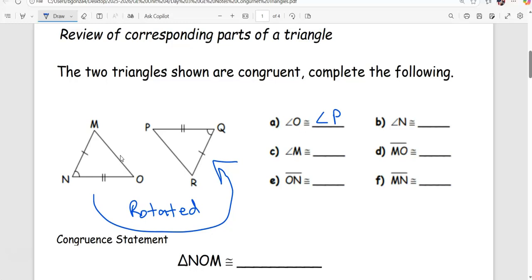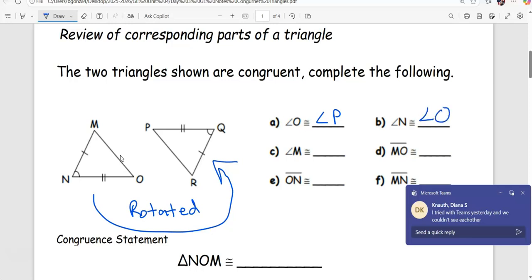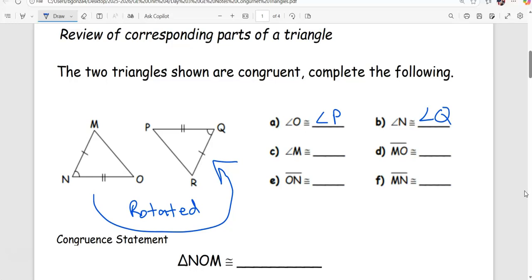What does N match with? One arc matches one arc. It's going to be Q. Angle Q. And then, angle M is next to the 1 arc, the last one, which is going to be angle R. Do you see how order matters? It's not just random. It's got to match up.